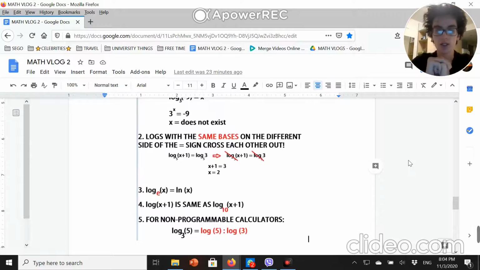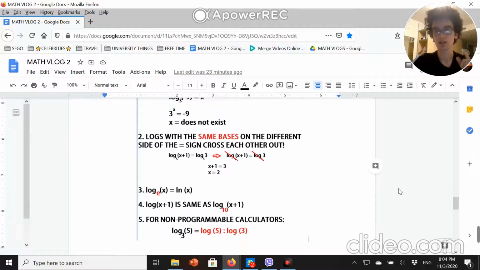Second point I want to make is that logs with the same bases on the different sides of the equality sign cross each other out. So what does it mean? Log of x plus 1 in the base of 5 equals the log of 3 in the base of 5. So in order to solve for x, you would cross logs and bases out. You will stay with x plus 1 equal to 3, and then using some advanced math skills, you will figure out that x is 2.